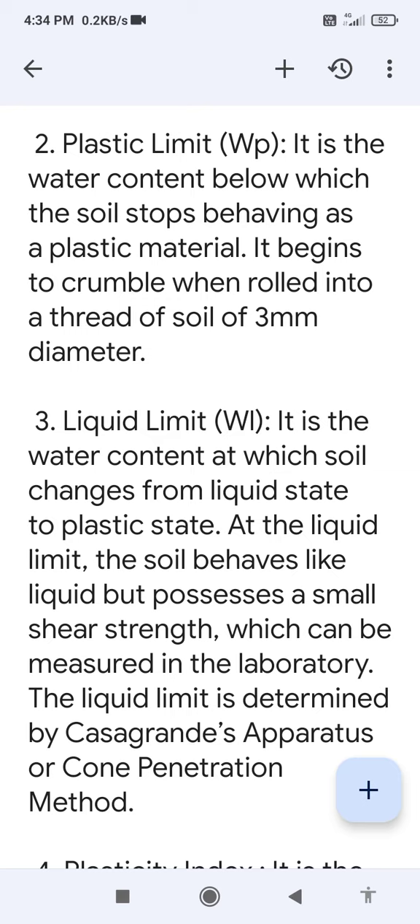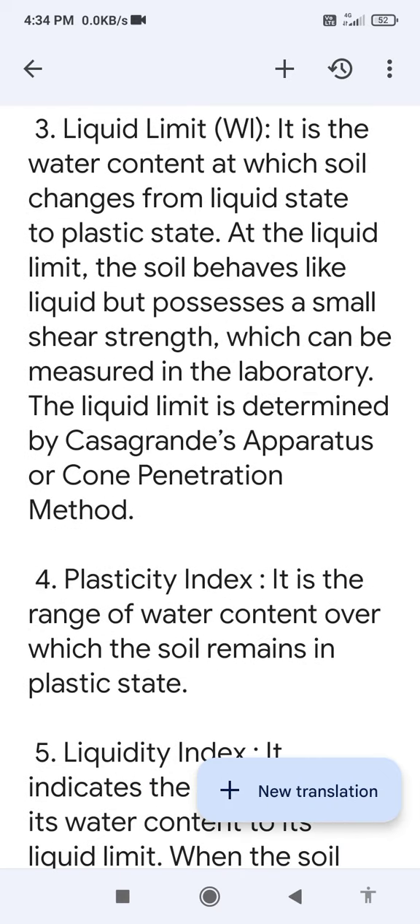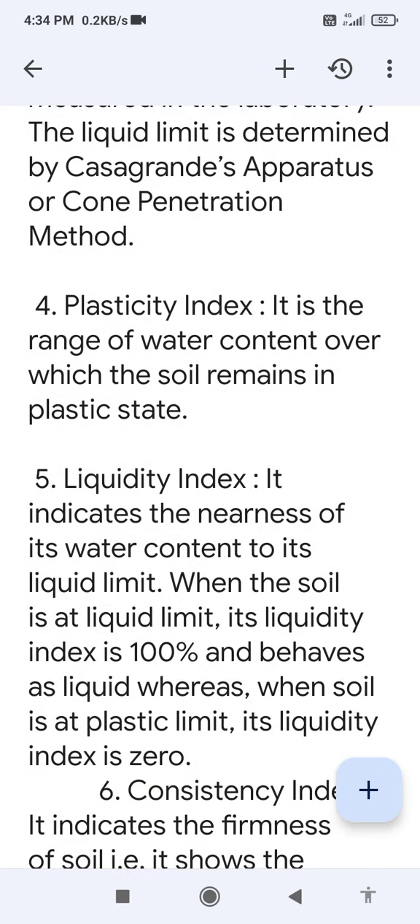3. Liquid limit, Wl. It is the water content at which soil changes from liquid state to plastic state. At the liquid limit, the soil behaves like a liquid but possesses a small shear strength, which can be measured in the laboratory. The liquid limit is determined by Casagrande's apparatus or cone penetration method.